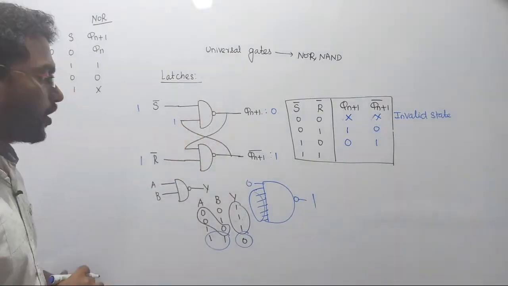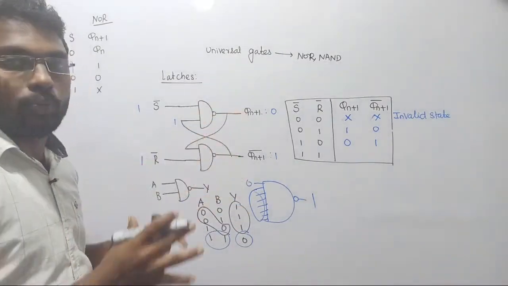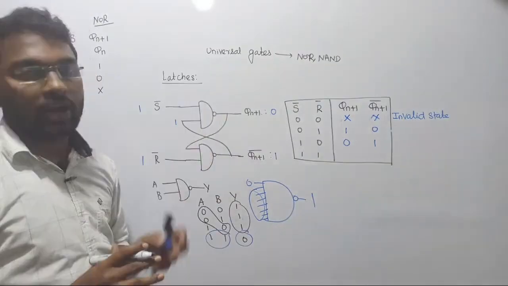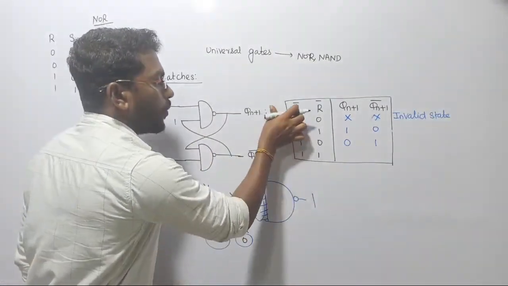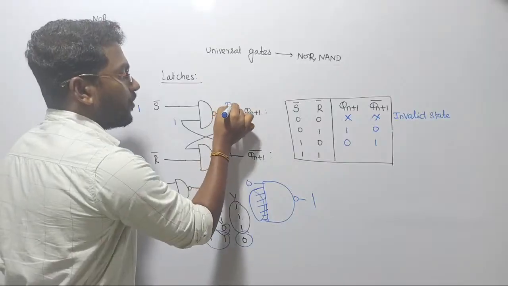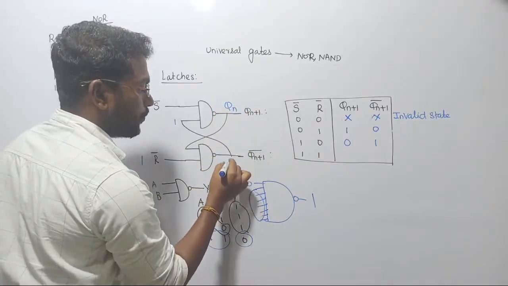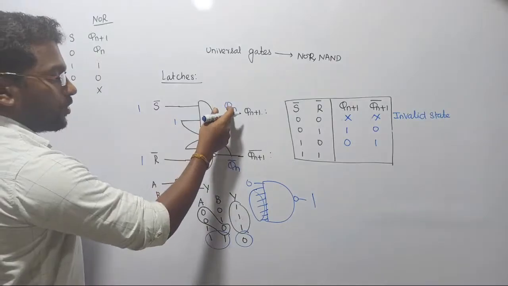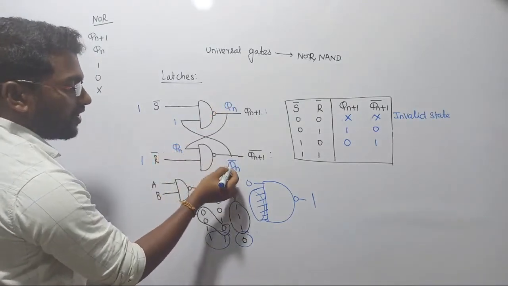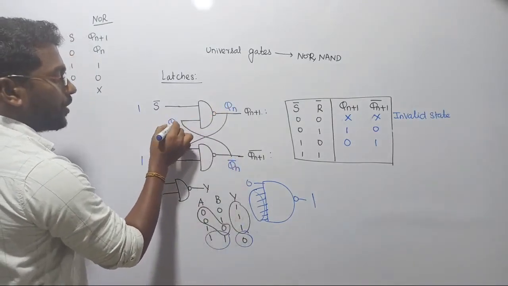The problem with this one is, if I have 0, then I can predict the output. But if both are 1, you are unable to predict the output. So whenever you are unable to predict the output, just consider the fast data, Qn and Qn bar. If it is Qn through the feedback line, it will come here. If it is Qn bar through the feedback line, it will come here.